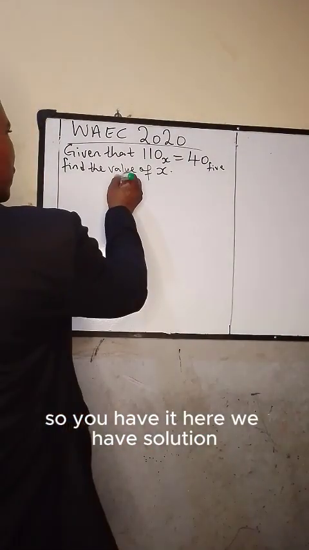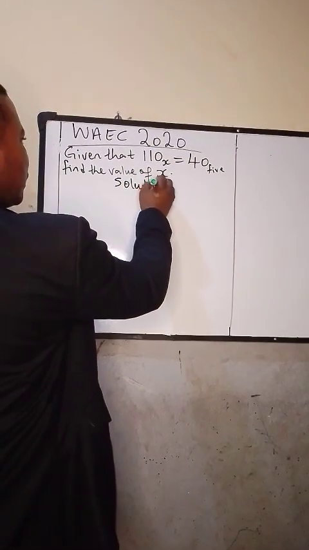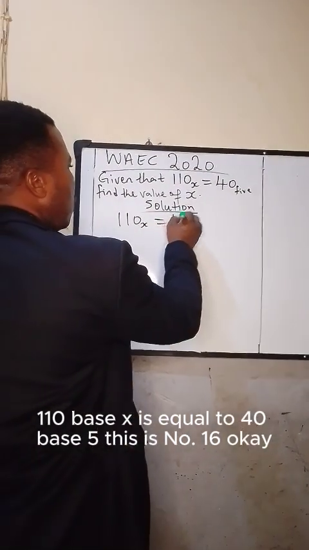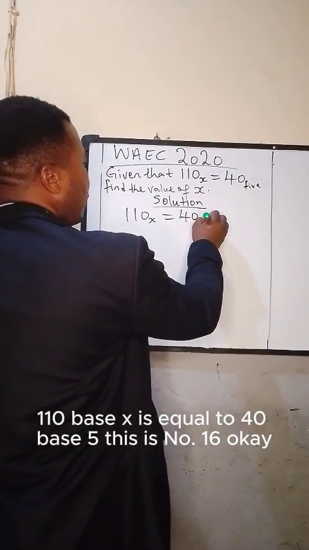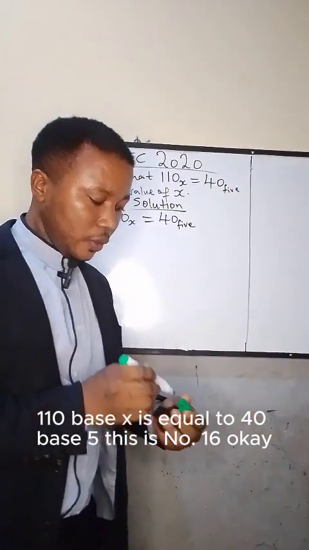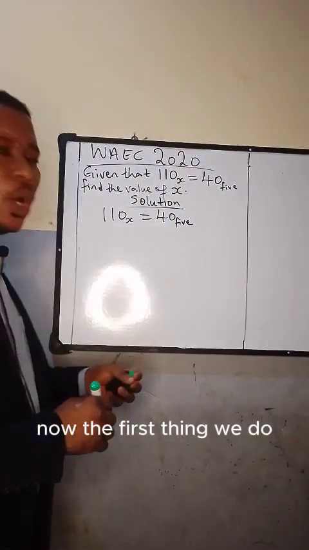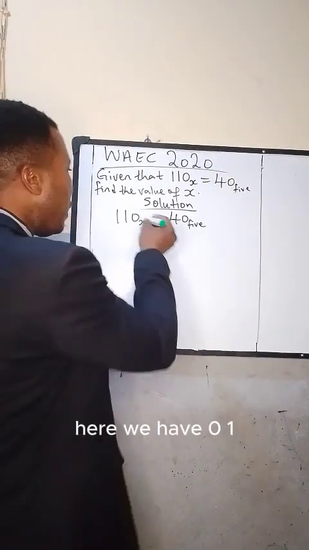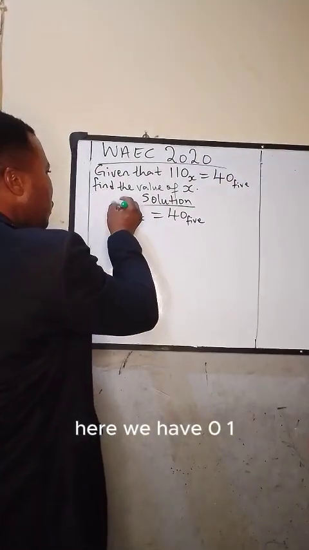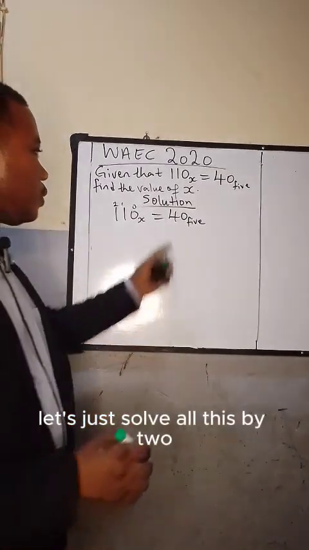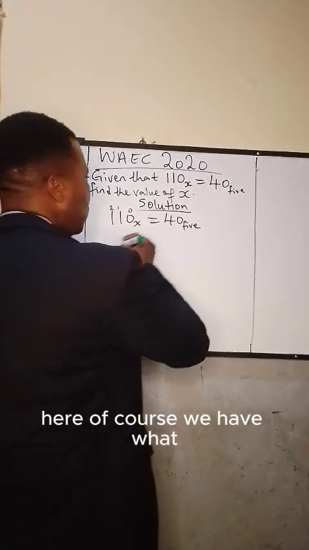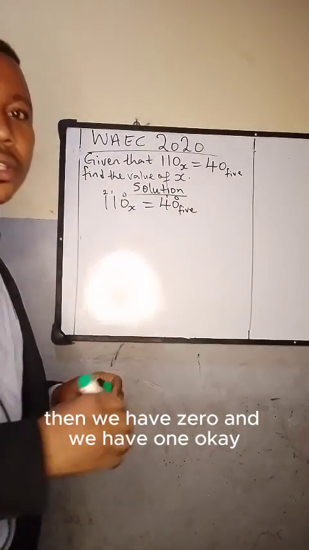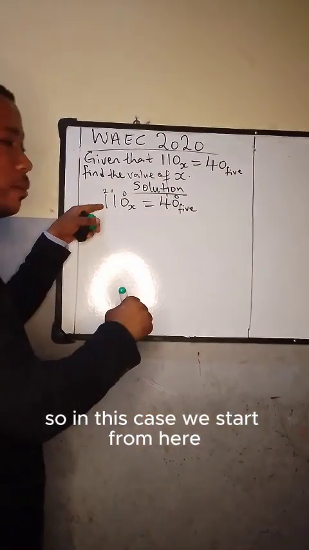So we have here, we have solution: 110 base x is equal to 40 base 5. This is number system. Now the first thing we do, we power these numbers starting from 0. Here we have 0, 1, 2. Let's also power this side too. Here we have 0 and we have 1. Okay, so in this case we start from here.